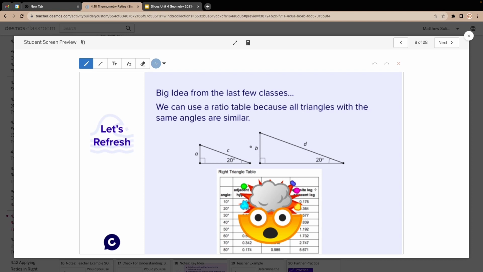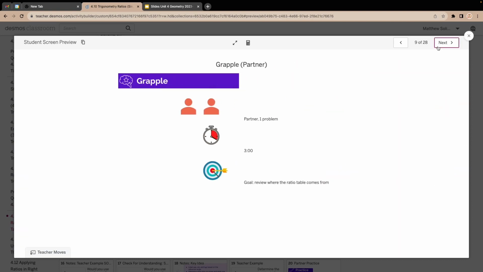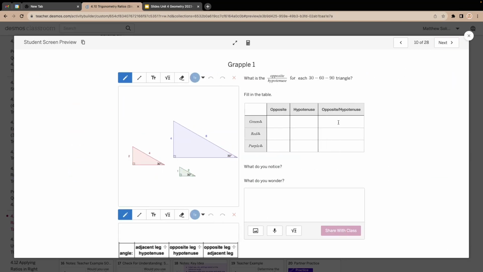And this works because all right triangles with the same angles are similar. So the opposite divided by the hypotenuse here, A divided by C for this 20-degree reference angle, is going to be equal to this triangle, B divided by B. It's always going to be the same when the reference angle is 20 degrees in a right triangle. Always going to be the same ratio. So let's look at an example of what we mean by this.